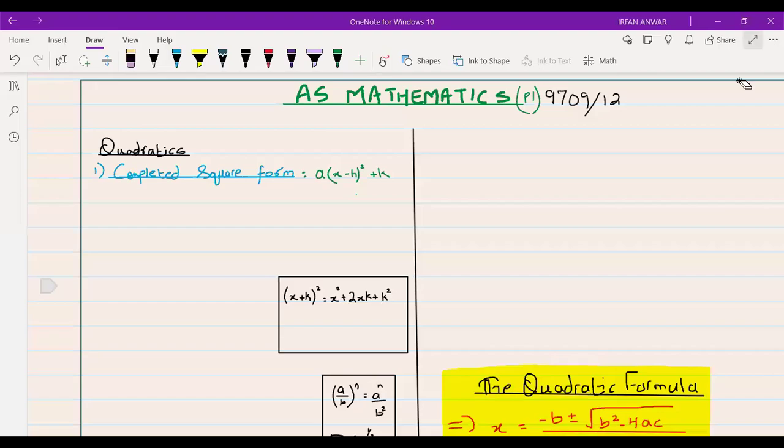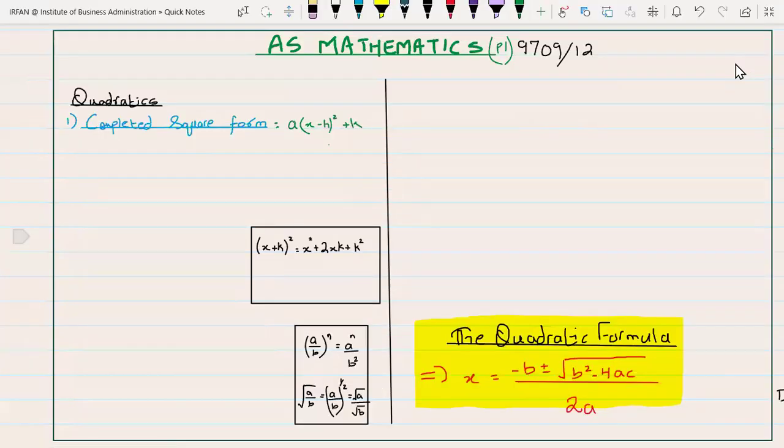The first topic that we study in the pure component of AS level mathematics is quadratics, which by definition is a polynomial where the highest degree of any variable is 2. A general form of a quadratic equation is y is equal to ax squared plus bx plus c.